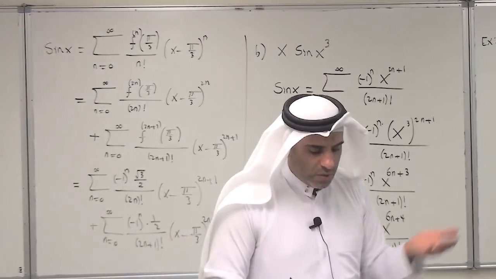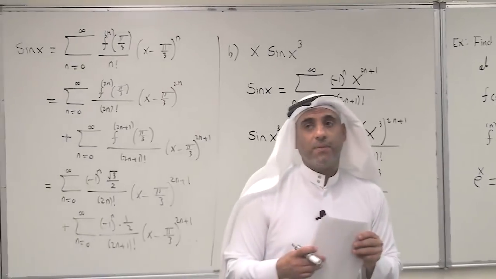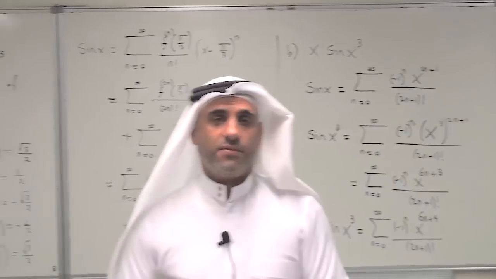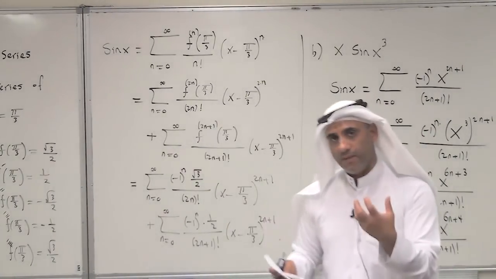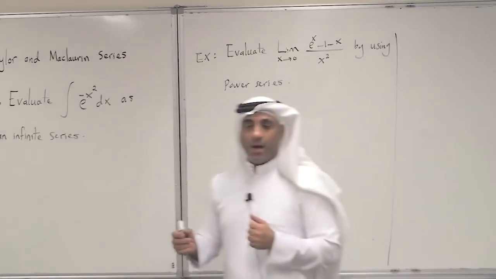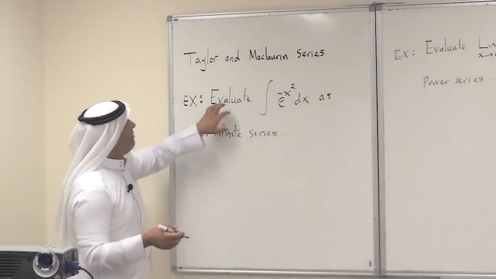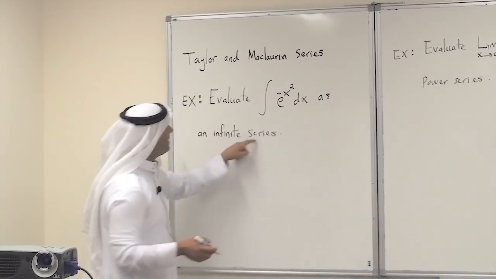Okay, so we saw some examples now of how to do the Maclaurin series and how to do the Taylor series. Let us see some applications for this, more applications for these representations. Now let us see some applications. For example, here the question says: evaluate the integral of e to the power minus x squared dx as an infinite series.